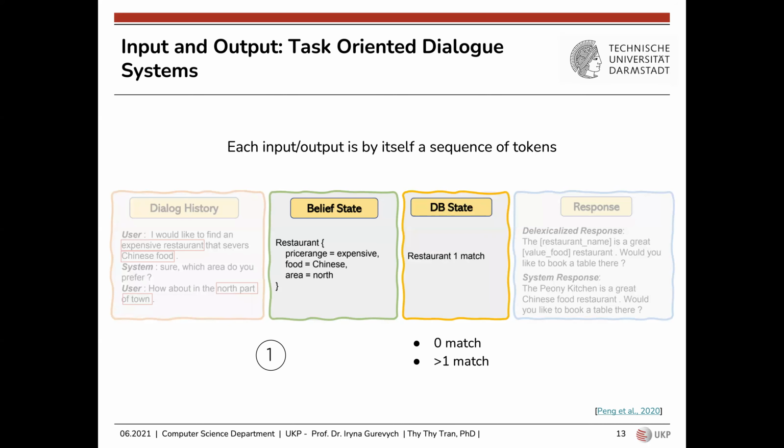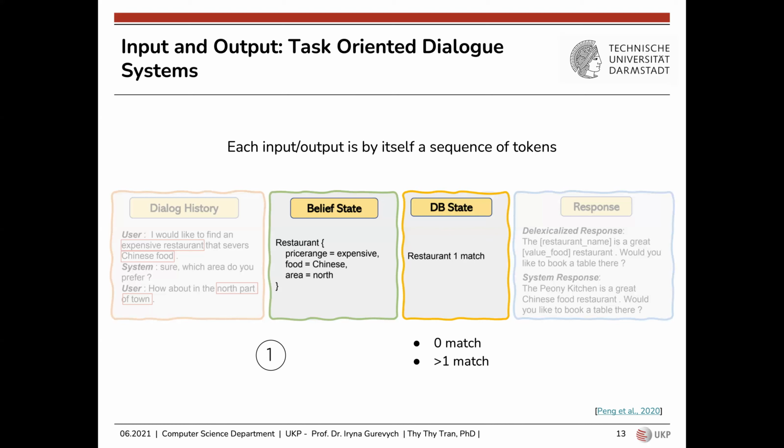So the belief state is then used to query a task-specific database to obtain the database state. For example, here, we query the database to get restaurants that match the price range, the food, and the area requested by the user. The query returns a list of restaurants that match the query. Here, only one restaurant matches the user requirement.